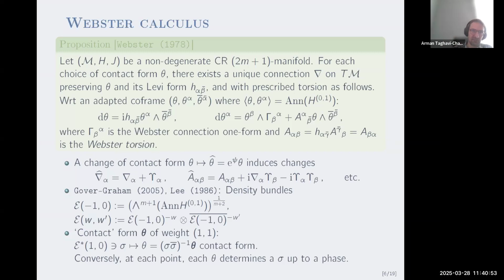So I'm skipping a lot of details here. I don't think I have time to go through all the details. And conversely, if you choose a contact form, then this contact form determines a density of weight (1,0), but only up to phase. This is quite obvious because of this pairing. If I change my sigma by e to the power of i phi, then I still get the same theta. So this will play a role later in the context of the Fefferman construction.